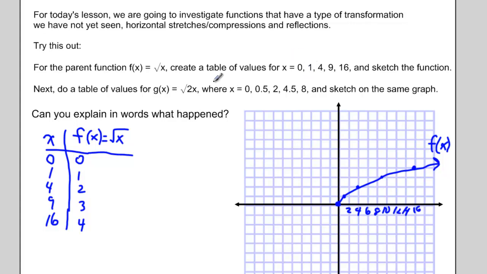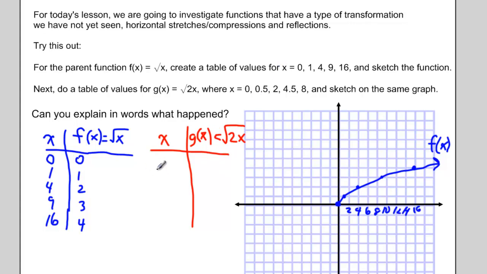So now I'm going to create a table for this function, g of x, which is the square root of 2x. We haven't really seen any functions where we have a number out in front of the x itself. We always had a number out in front of the whole brackets, or not actually relating to the x. But now we're going to see what happens when I put a 2 in front of that x. So here I have g of x. This is going to be the square root of 2x.